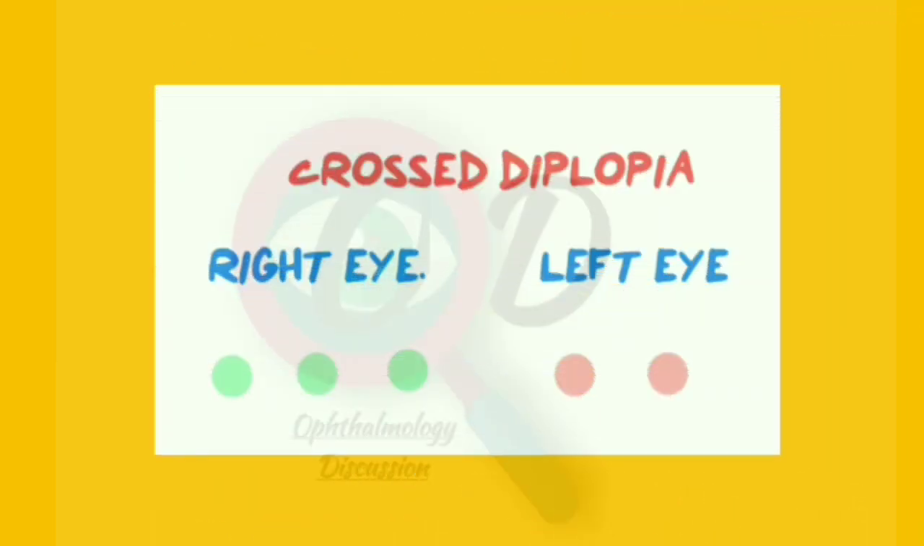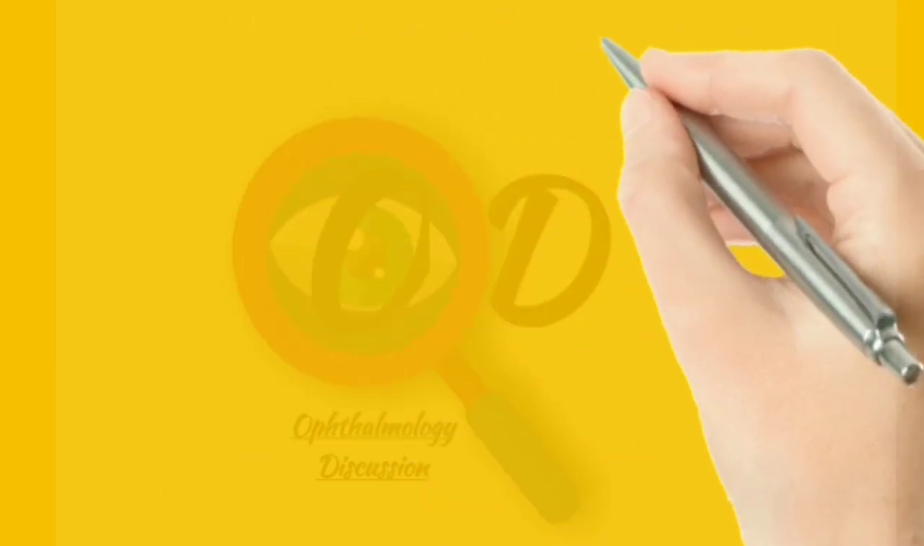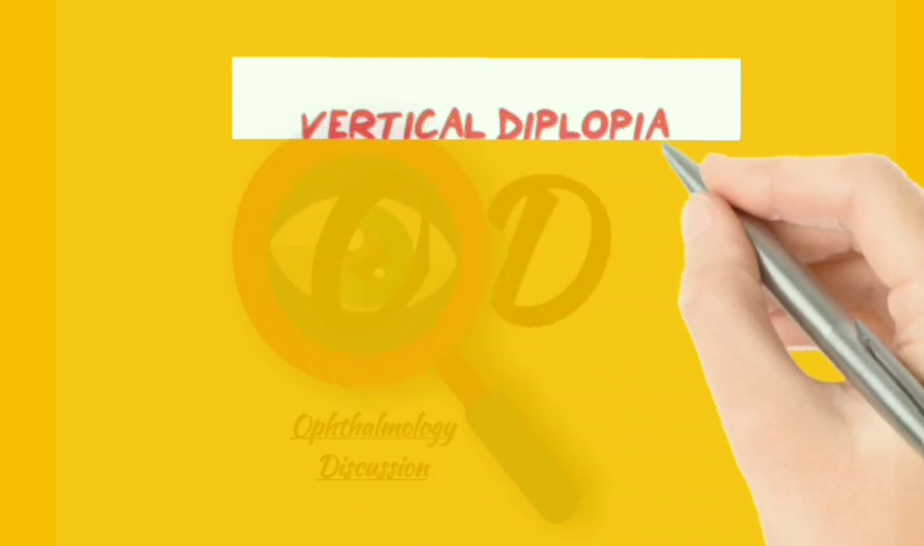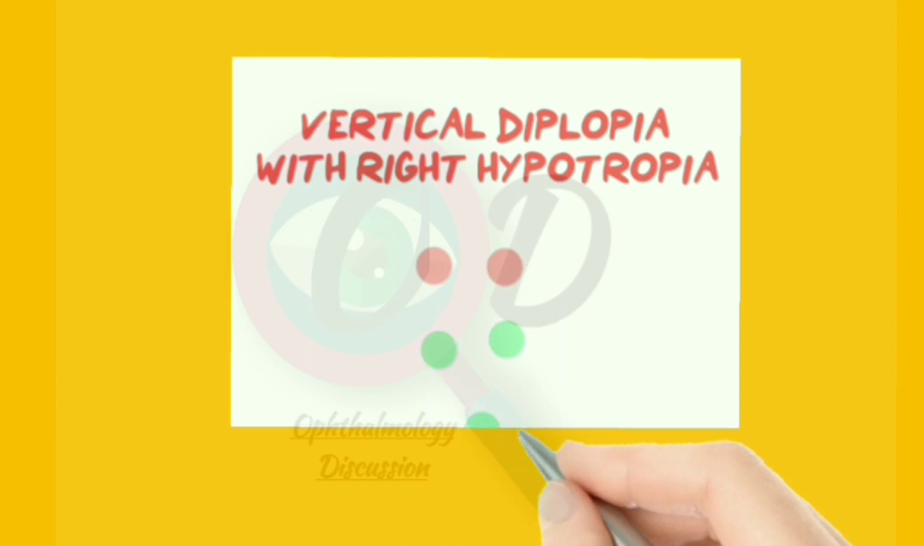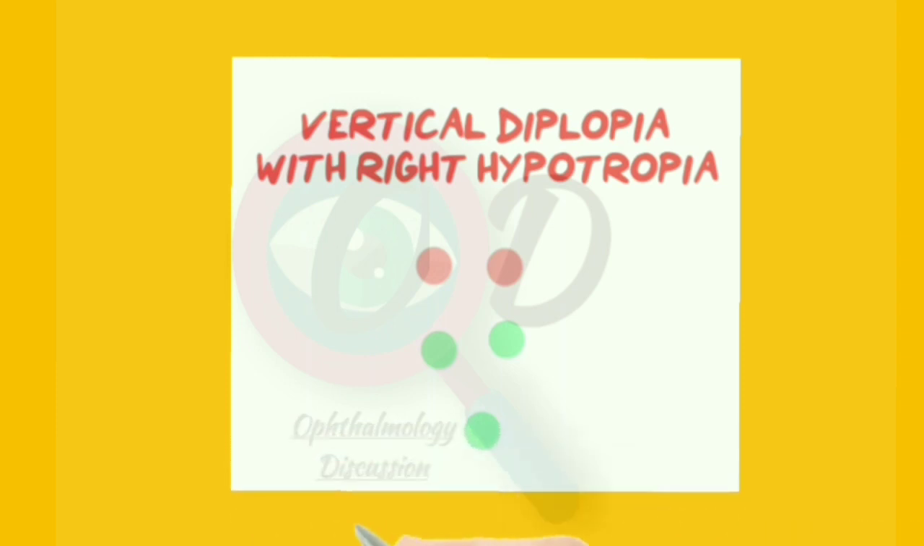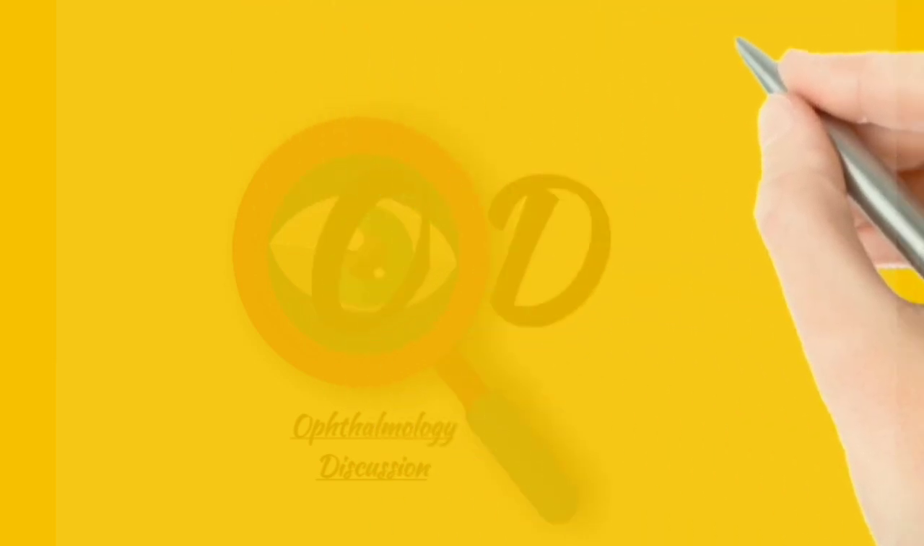Three dots, and in crossed it is opposite. In the right eye we are seeing the green dots, and in the left eye we are seeing the red dots. Now the third condition is vertical diplopia with hypotropia. This can be viewed in a vertical way. The red dots are above and the 3 green dots are below.